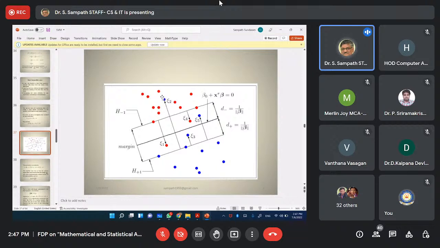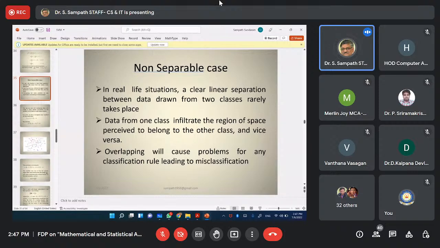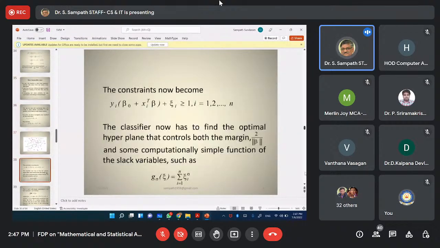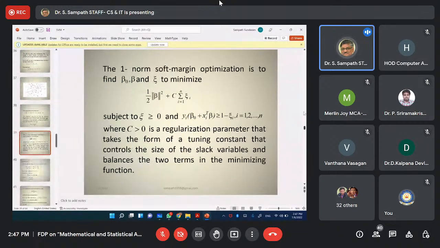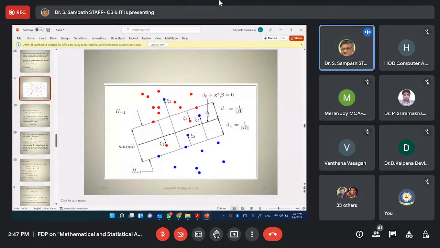Have you understood? So these kinds of situations are called inseparability, not the absence of linear separability. So we do not have separability. When we do not have separability, we can think of introducing a soft margin. So instead of having the constraint y_i (beta naught plus x_i transpose beta) greater than or equal to 1, I'll be adding on some psi_i. The amount of drift you have in the other region is indicated by your psi_i.